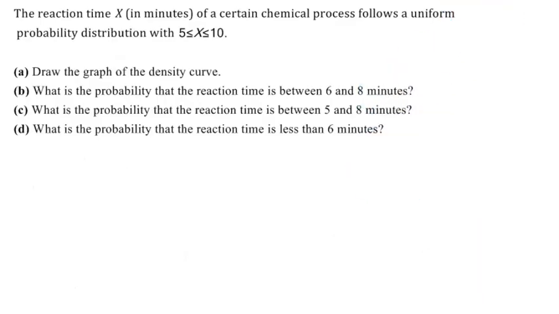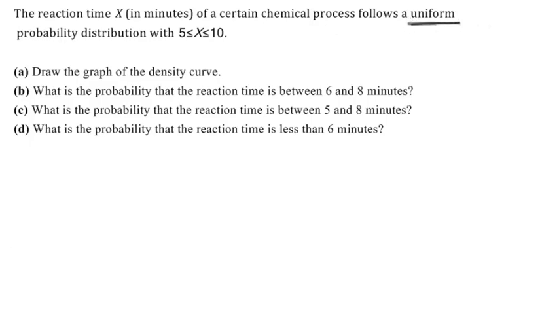Okay, here's our last example. So, job number 1, draw the graph of the density curve. So, what does this guy look like? Well, there's a clue for you up in the description. We're talking about the reaction time of a certain chemical process. So this chemical process can take anywhere from 5 minutes on up to 10 minutes, no less than 5, no more than 10. And we know that the distribution of all of this is uniform.